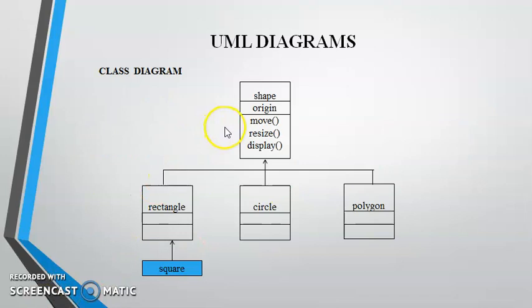This is a simple class diagram. Already we know class contains class name, attributes and operations. Class name here is shape and the attribute is origin, and the various operations are move, resize, display. And this is the parent class or base class. And the different shapes are rectangle, circle, polygon. These child classes are inherited from the parent. Actually, the parent class is inherited by the child class. And from rectangle, square can be formed. And this arrow represents the generalization symbol.